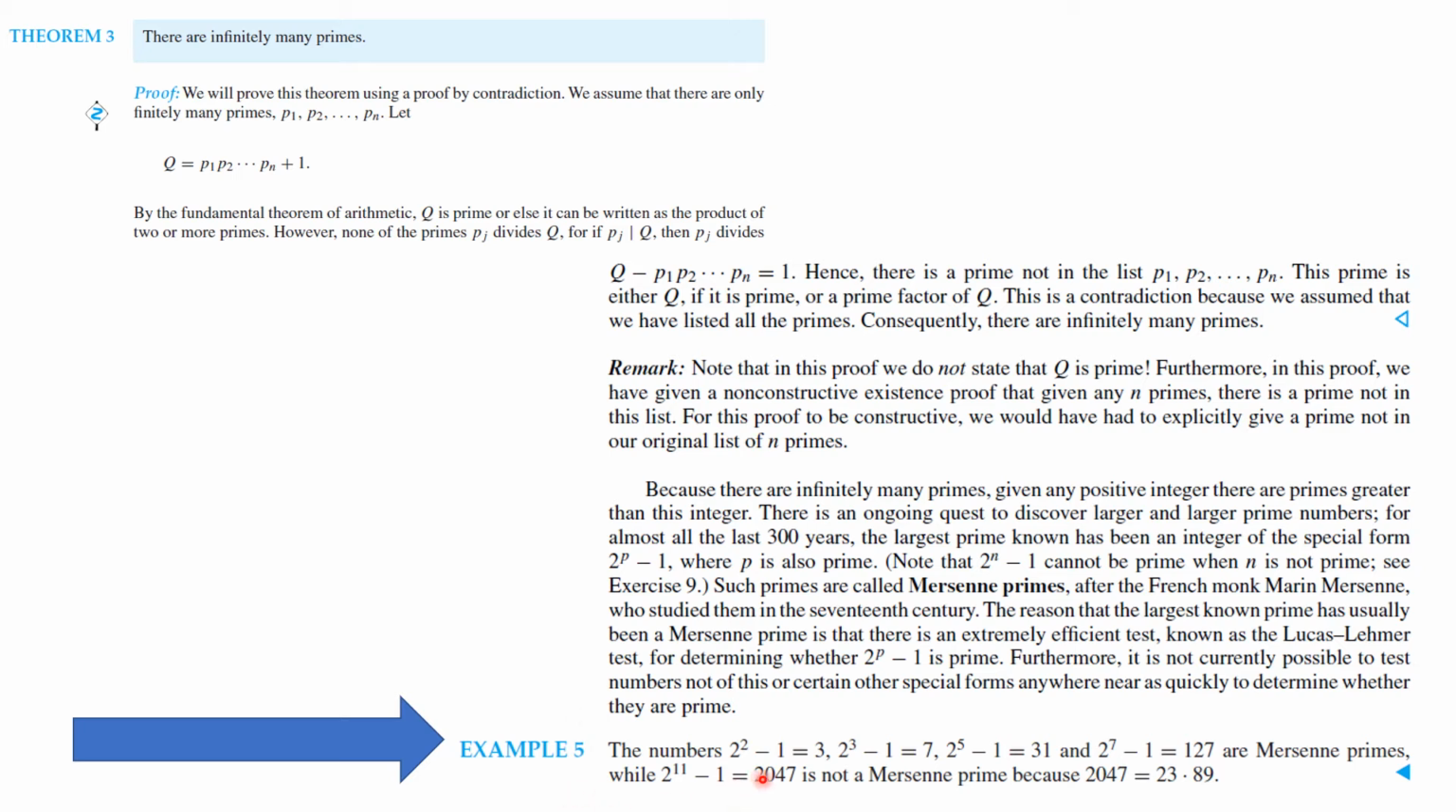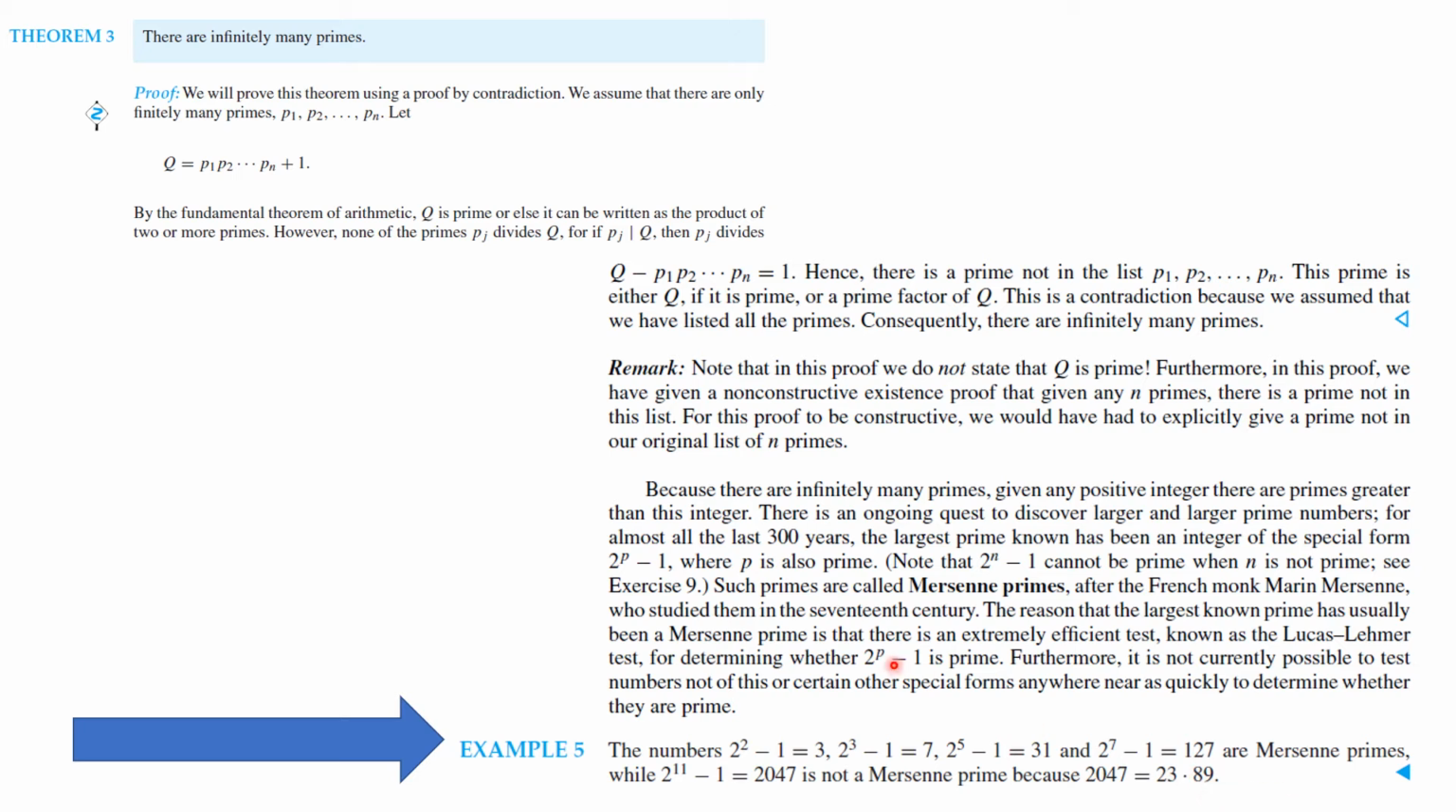2 squared minus 1 is 3. 2 cubed minus 1 is 7. 2 to the 5th minus 1 is 31. 2 to the 7th minus 1 is 127. Those are Mersenne primes. While 2 to the 11th minus 1, which is 2047, is not a Mersenne prime, because it can be factored as 23 times 89.